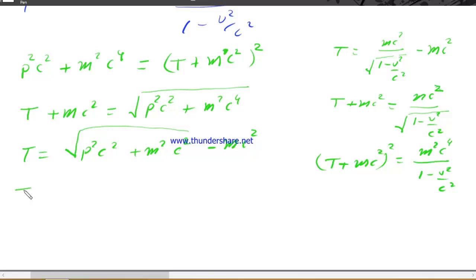Then T is equal to, we take mc square common, and then the square root of p square c square divided by m square c^4, plus 1, this is c^4, this is not good. And plus 1, under the root, minus 1. This is under the root, plus 1, and this is all we make.